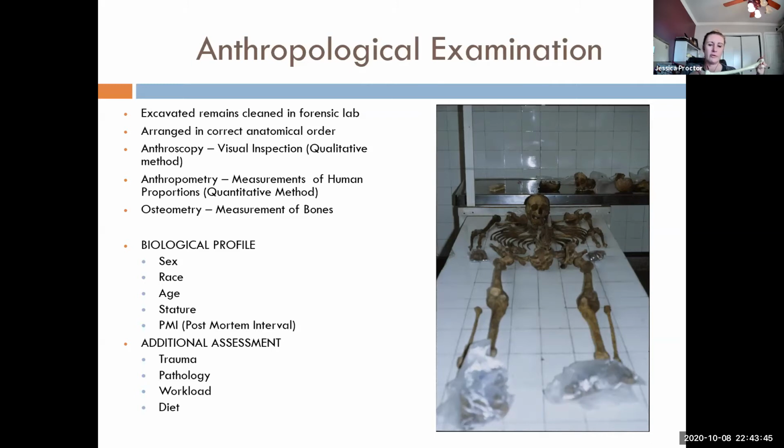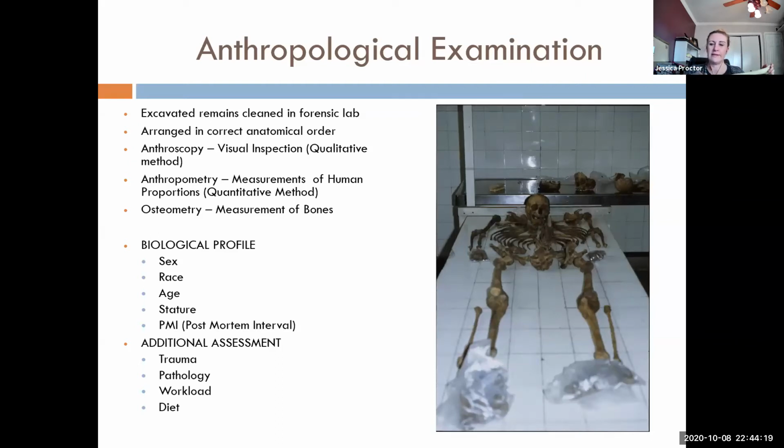And postmortem interval. Essentially, how long has it been since this person died? How long ago did this person die? Some additional assessments: you're looking for any sort of trauma. Sometimes it's trauma that may have healed. For example, maybe this person broke their femur 10 years ago, but they didn't die from it. You'll be able to determine that because you can see whether the bone is healed or not healed. If that trauma is not healed, then it's likely that person died from that trauma. But if that trauma is healed, then they likely survived and lived another day.